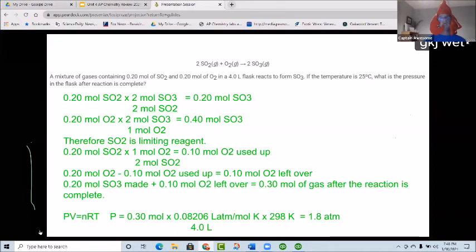KP, how do I know which one's the limiting reactant? If I work each problem going from moles of reactant to moles of the product, then you have to pick whichever one gives you the least amount of product. That's how I knew which one was limiting.